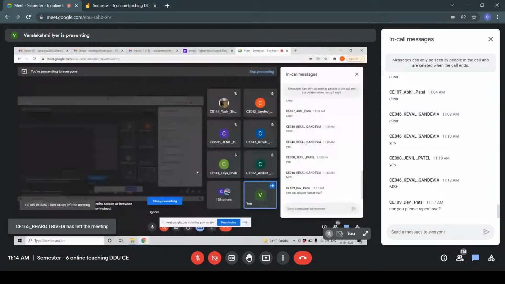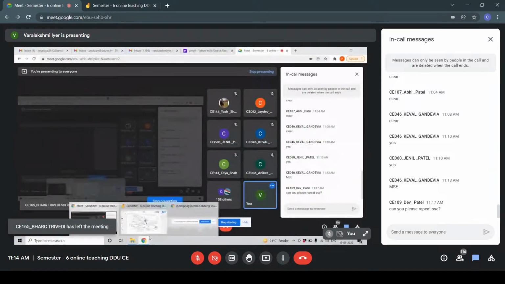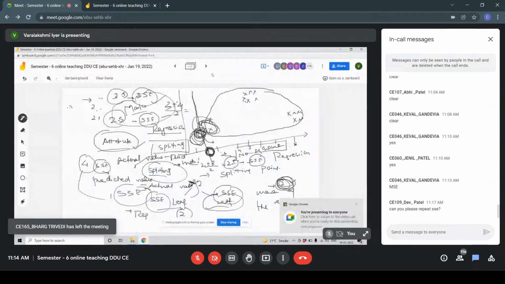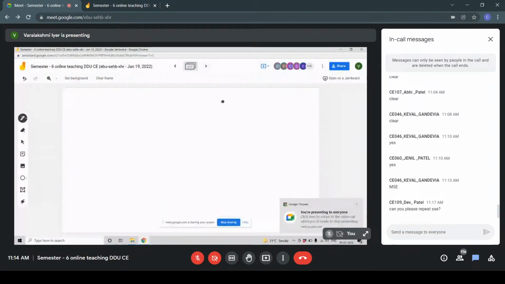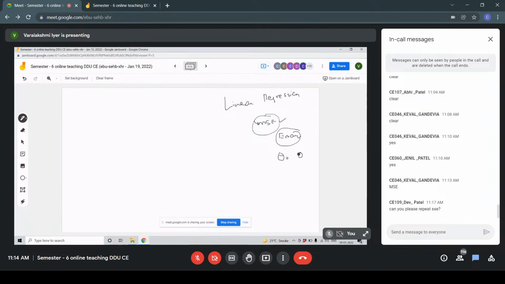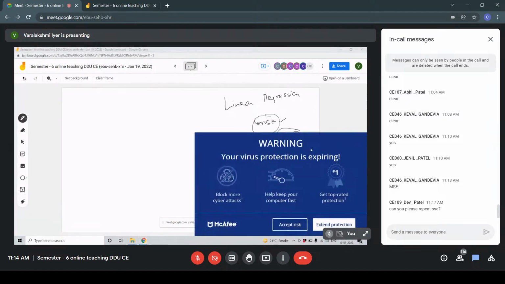Okay, I'll repeat this point. If you recall, in the case of linear regression, we were estimating the metrics for the error. What was the metrics? MSE loss was the metrics to estimate the error. And based on this error, we kept updating the values of the parameters, right? That is what we were doing in the case of linear regression.